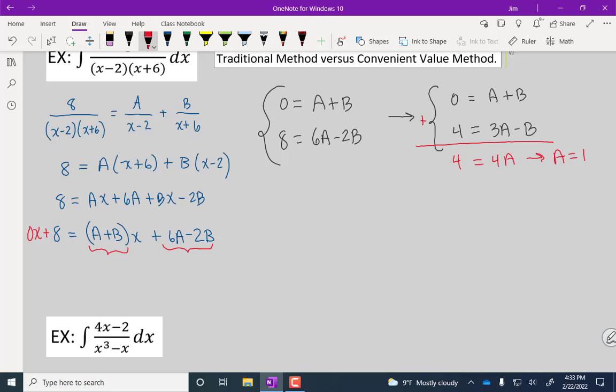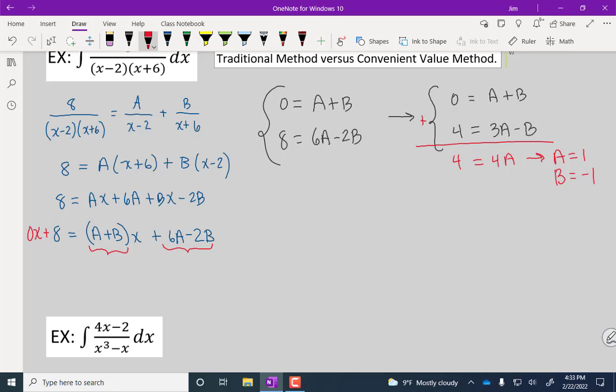Once we have a, we back substitute to get b. What does b have to be? If we plug a equals 1 in right there and solve for b, b is negative 1. You could also plug a equals 1 in here. That's 3. Subtract. You have 1 equals negative b, divide by negative 1, and you'll get b equals negative 1 also.